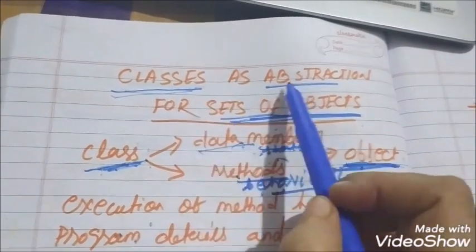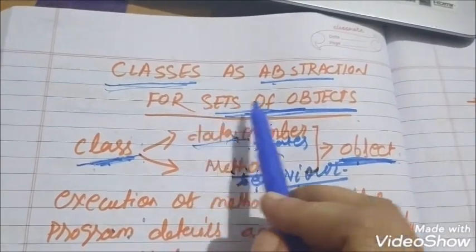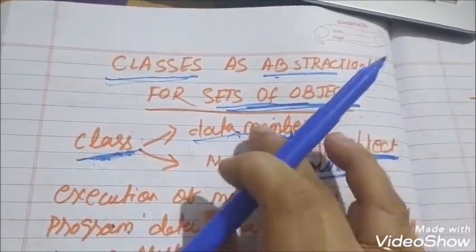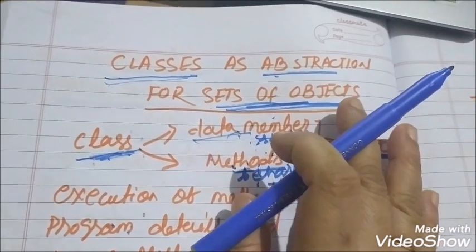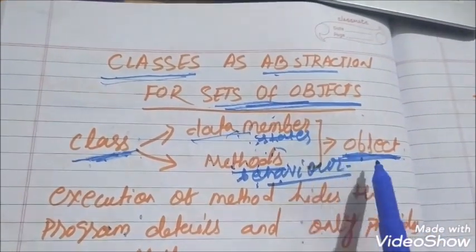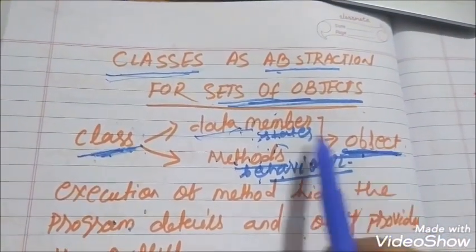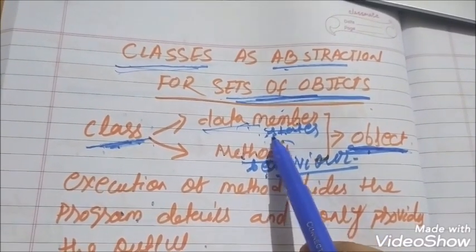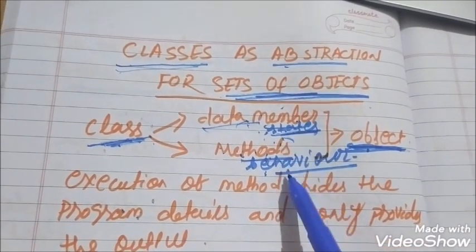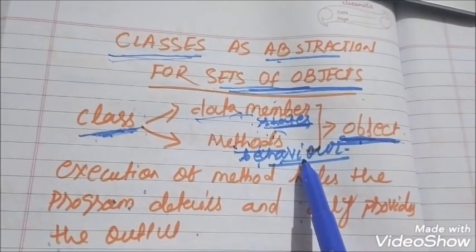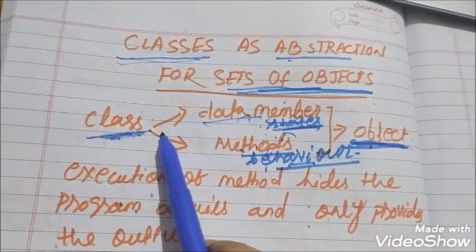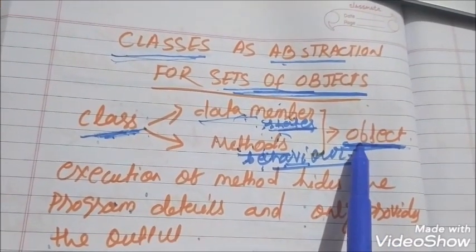Actually, classes implement the abstraction for the object-oriented programming. Okay, for the set of objects in object-oriented programming. Now, all of you know what an object is. An object is the combination of data members and methods. The data members are nothing but what? The states, and the methods are nothing but what? Behavior. Okay. These two things are structured by the class, through which the object is created.